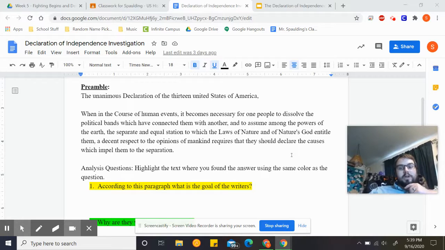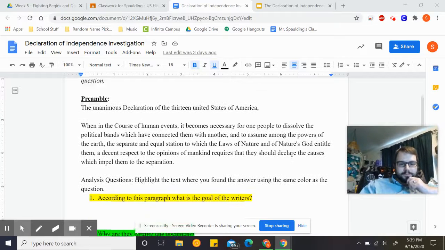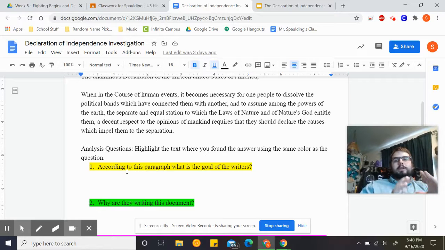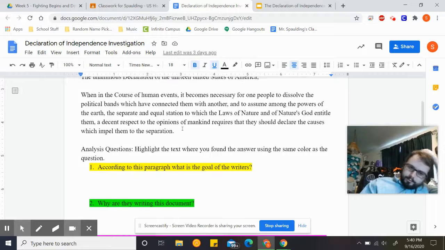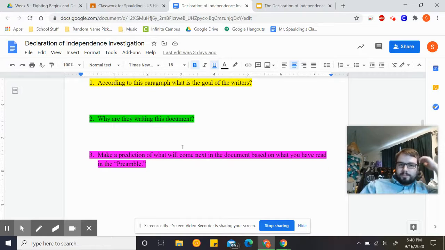Okay, that is a long sentence. It's got a lot of fancy words in it. That's okay, we'll take our time with it. You need to read through and try to identify: what is the goal? What is the point? What are the writers trying to tell me is their goal? Second, why do you think they're writing this document? And third, make a prediction of what you think comes next in the document. After the preamble, what do you think is going to come?